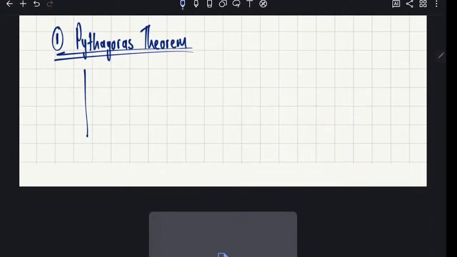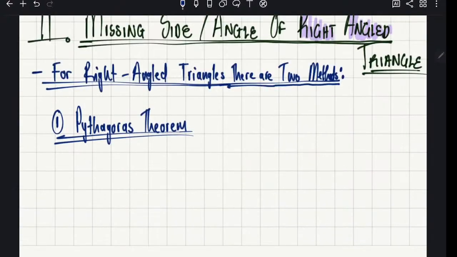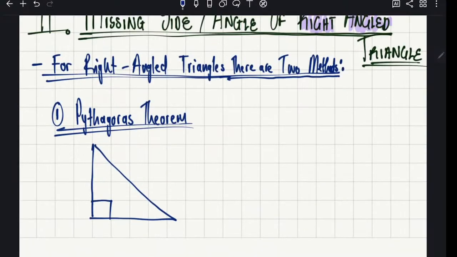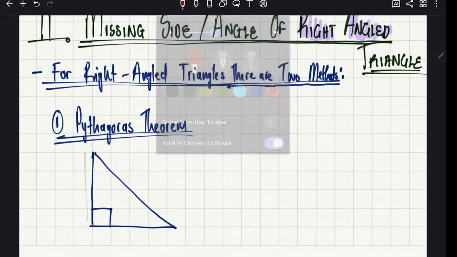I'm going to do hard questions with you just now. And I trust you guys can do it. Look. This is what the Pythagoras theorem says. Okay?